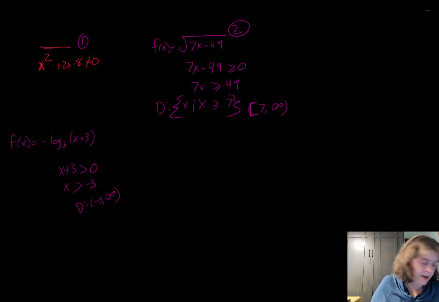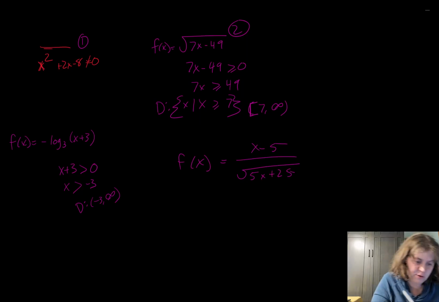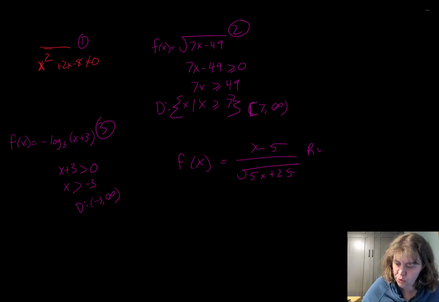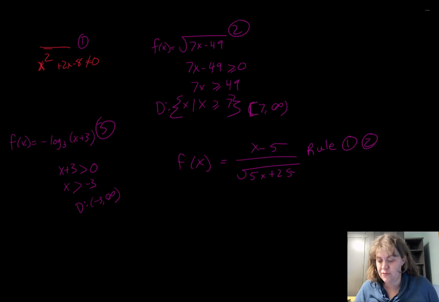All right, last but not least, we have the fun ones. I've got 1 whole minute for the fun one. All right, x minus 5 over the square root of 5x plus 25. This is rule 1 because fraction, and rule 2 because square root. So first off, the 5x plus 25 can't equal 0. That's what rule 1 says. Rule 2 says that 5x plus 25 has to be greater than or equal to 0.